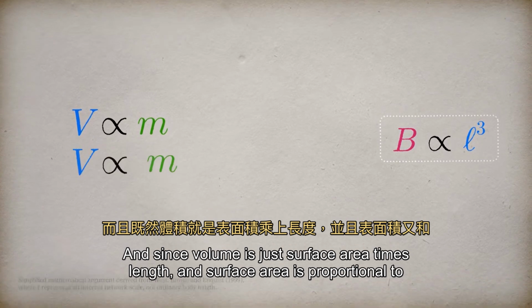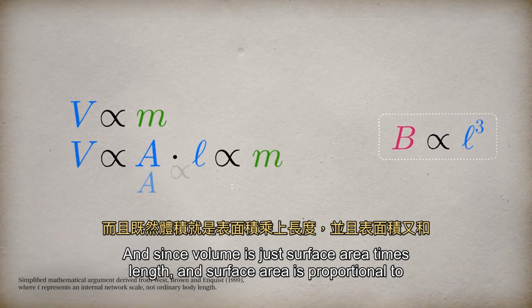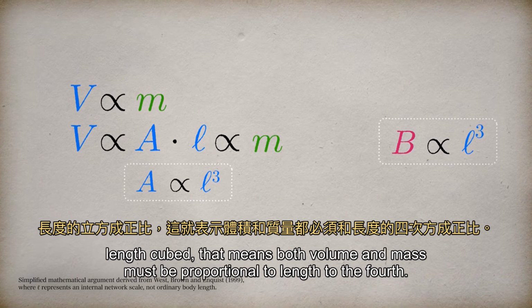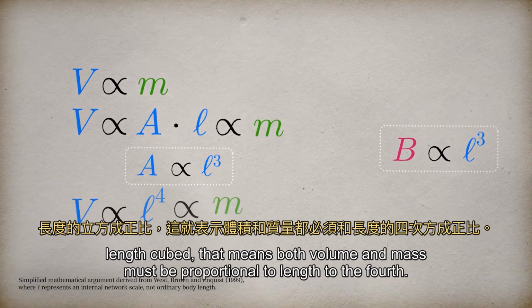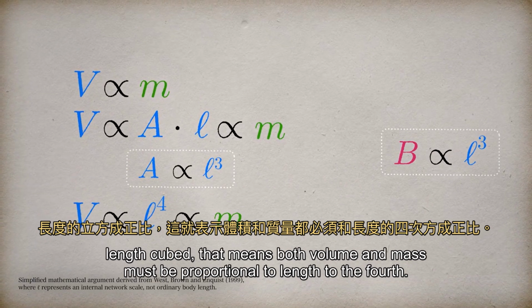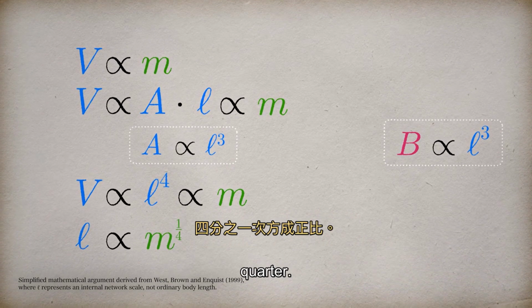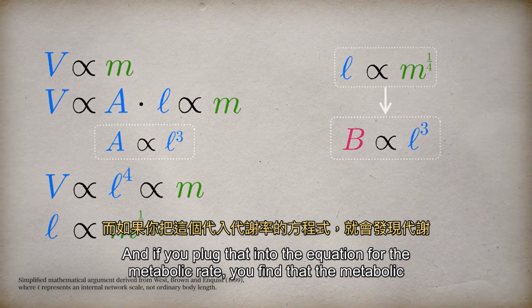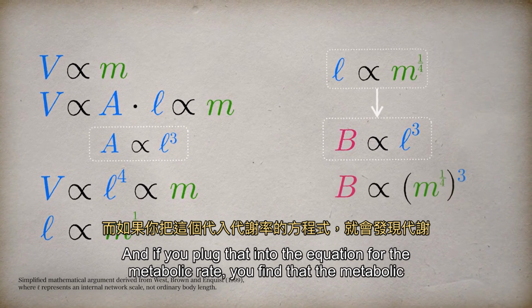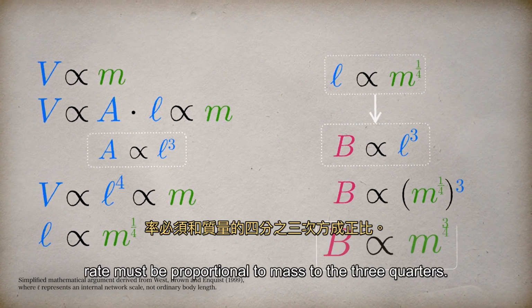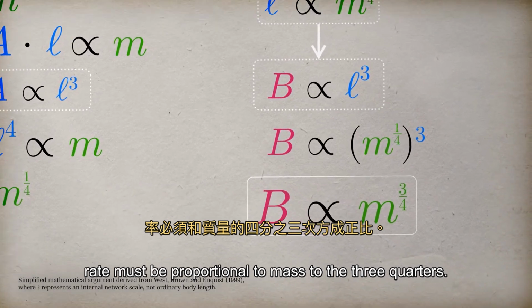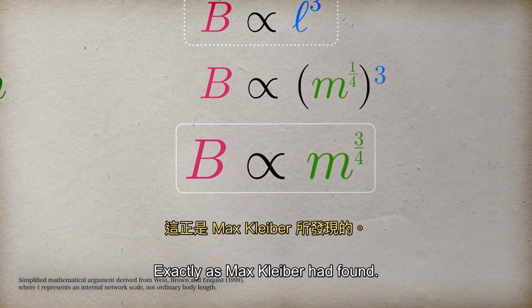And since volume is just surface area times length, and surface area is proportional to length cubed, that means both volume and mass must be proportional to length to the 4th, which can be rewritten to show that length is proportional to mass raised to the 1/4. And if you plug that into the equation for the metabolic rate, you find that the metabolic rate must be proportional to mass to the 3/4. Exactly as Max Kleiber had found.